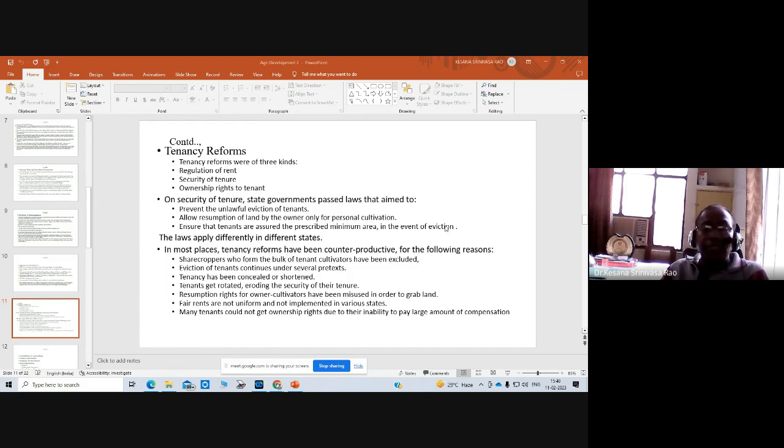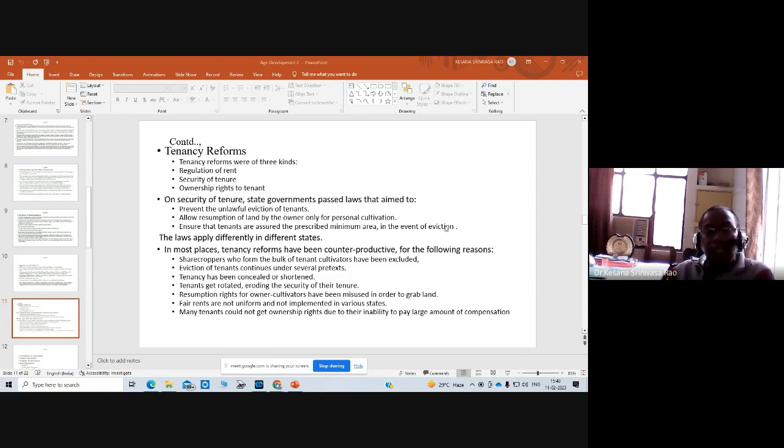In most places, tenancy reforms have been counterproductive for the following reasons. Sharecroppers, who form the bulk of tenant cultivators, have been excluded. Eviction of tenants continues under several pretexts. Tenancy has been concealed or shortened. Tenants get rotated, eroding the security of their tenure. Resumption rights for owner cultivators have been misused in order to grab land. Fair rents are not uniform and not implemented in various states. Many tenants could not get ownership rights due to their inability to pay a large amount of compensation.